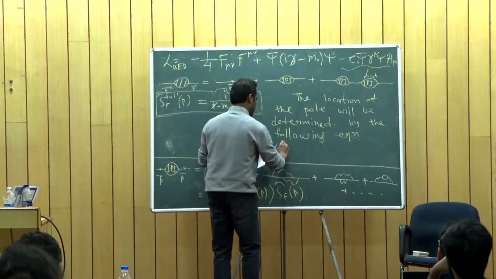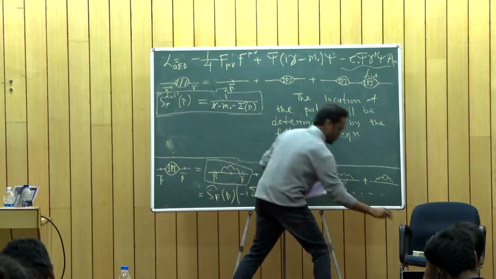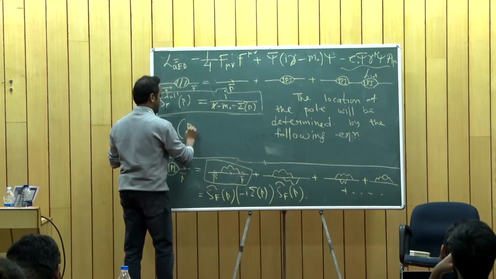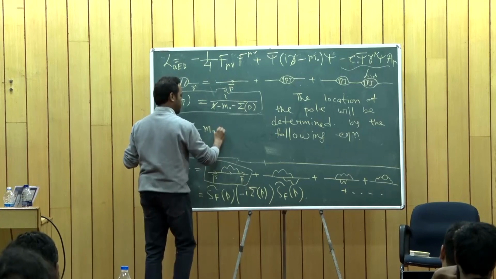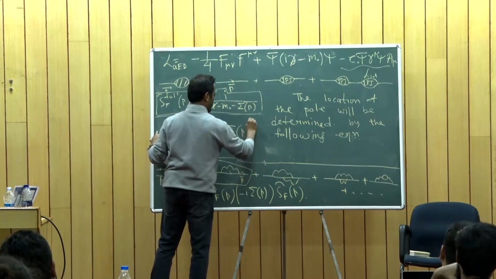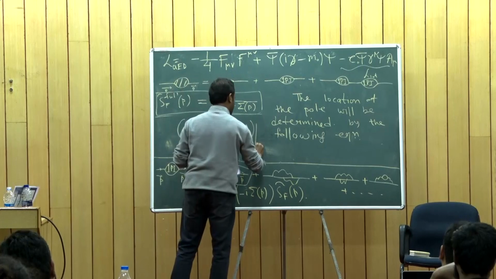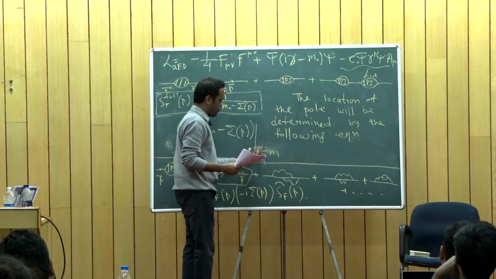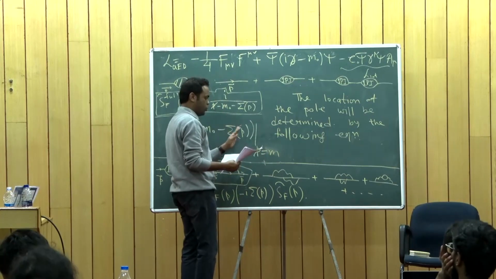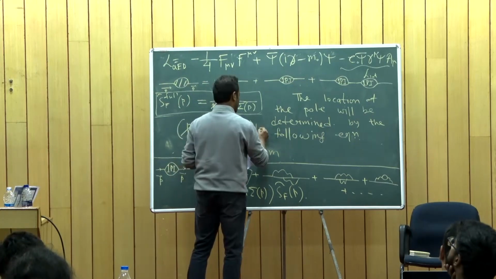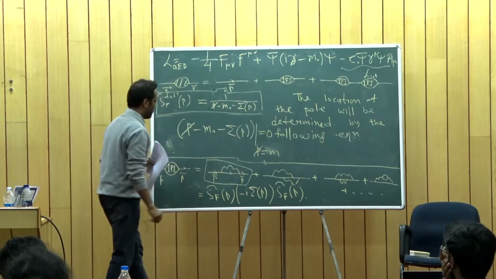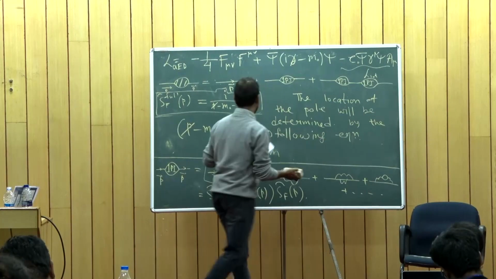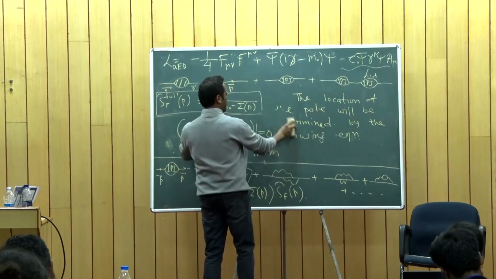So it should be where this denominator vanishes. So the value of p slash for which this gives you 0 is actually the location of the pole. Okay. Another thing is related to this particular expression.